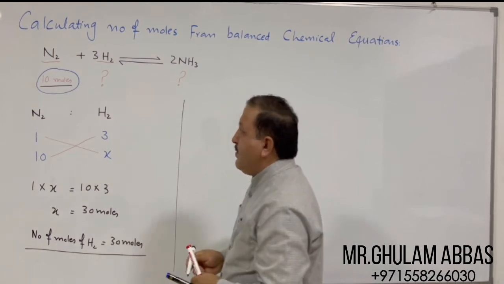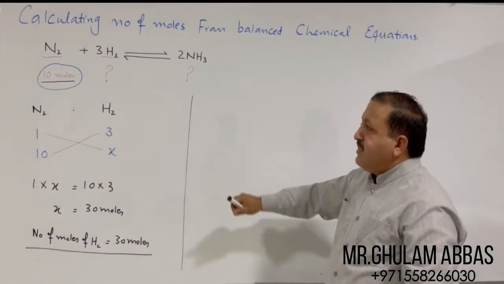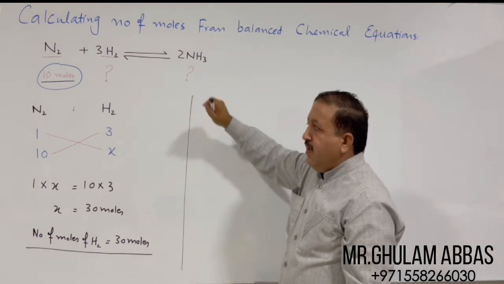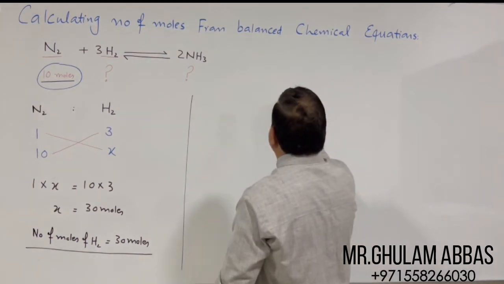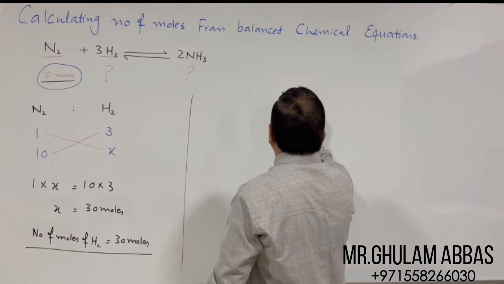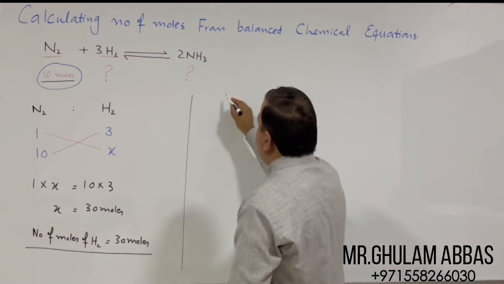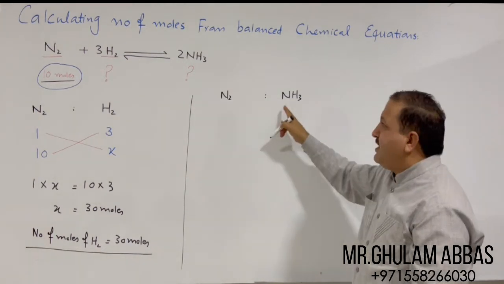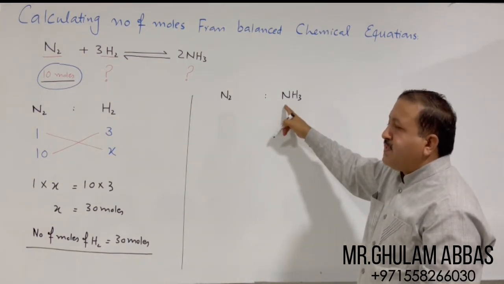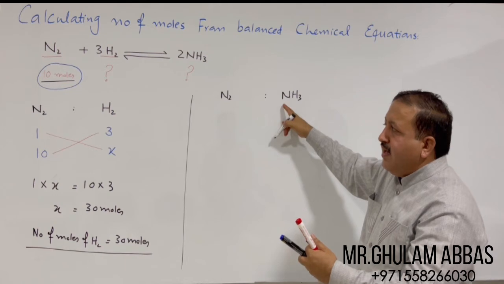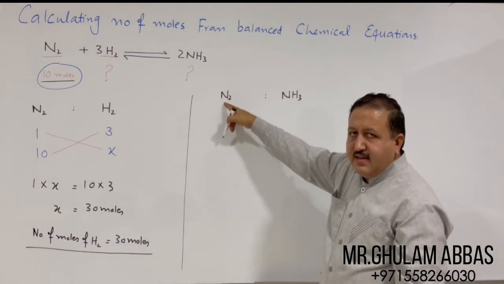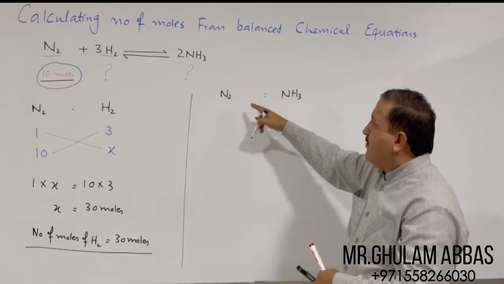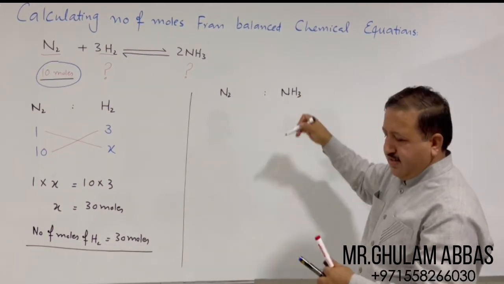Now I will explain the second part. In second part, I want to calculate the number of moles of ammonia. So I will write ammonia on right hand side, and the moles of N2 are given, so I will write N2 on left hand side. This is the basic rule. The substance whose moles are given, we will write on left hand side, and the substance whose moles have to be found out, I will write on the right hand side.